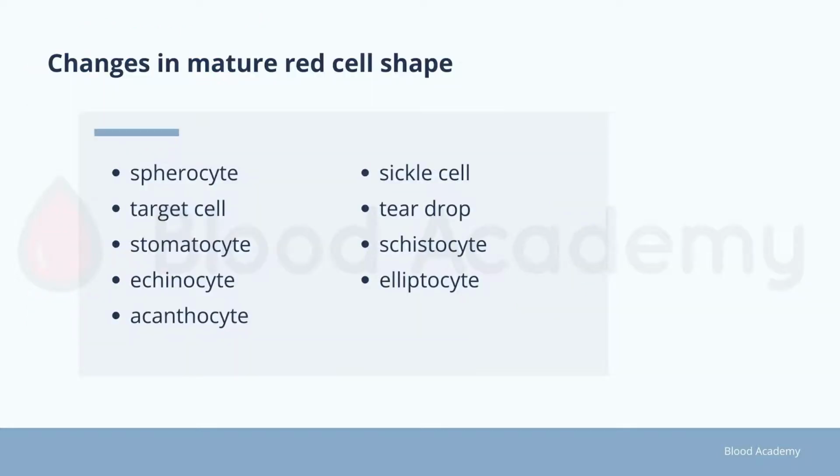Let us now look at changes in the mature red cell shape. The red cell can vary from its normal biconcave shape to a range of different shapes. These include a spherocyte, target cell, stomatocyte, echinocyte, acanthocyte, sickle cell, teardrop cell, schistocyte, and elliptocyte. Let us look at all of these in more detail.